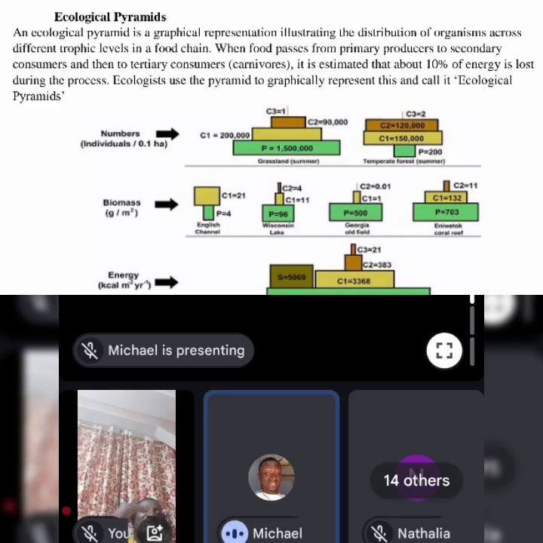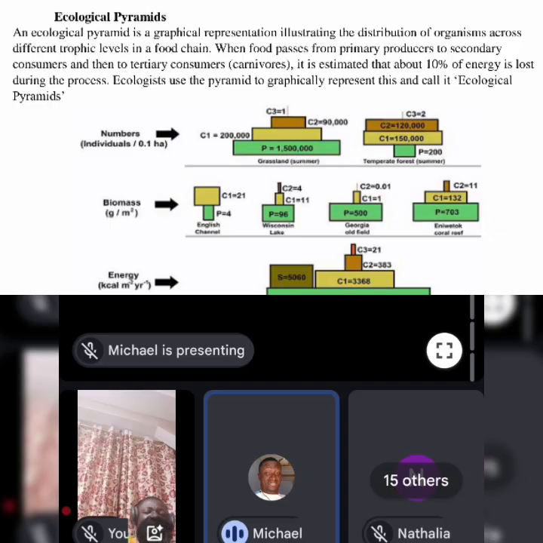Why a pyramid? Because at each stage the number reduces. So either it's a regular pyramid or an inverted pyramid. Whatever the case, it is a pyramid. So we have three types of pyramid. The first one is the pyramid of numbers.